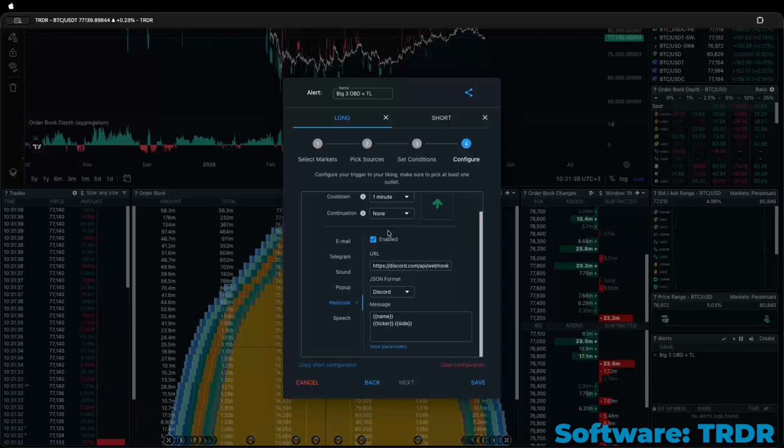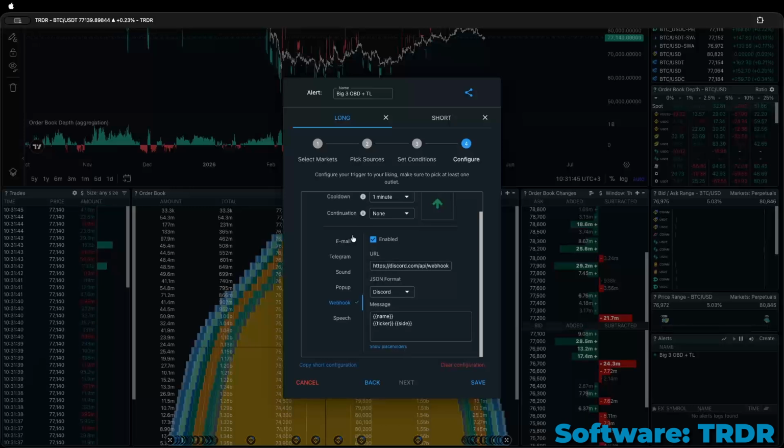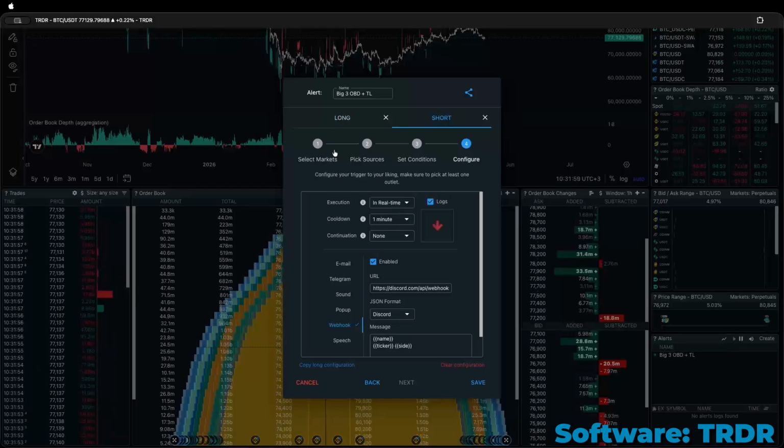I've chosen to get this alert on Discord, in a Discord group chat. There are a lot of formats that you can choose. You can also receive alerts via email, Telegram, sound, pop-up, webhook and speech. And you can also choose the short conditions separately.